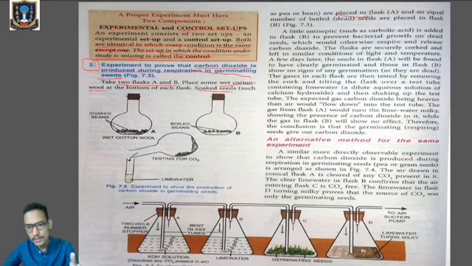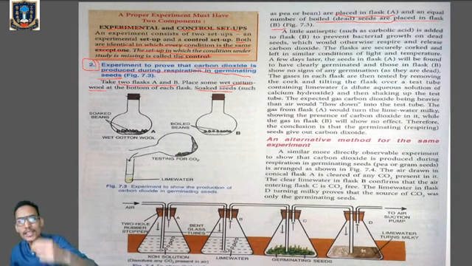Okay, then at the same time we also require the dead or boiled seeds in the flask B. So the requirements are simple. Till here, what are we using? We require two flasks A and B. We require germinating seeds. We require dead seeds. We require the wet cotton wool.